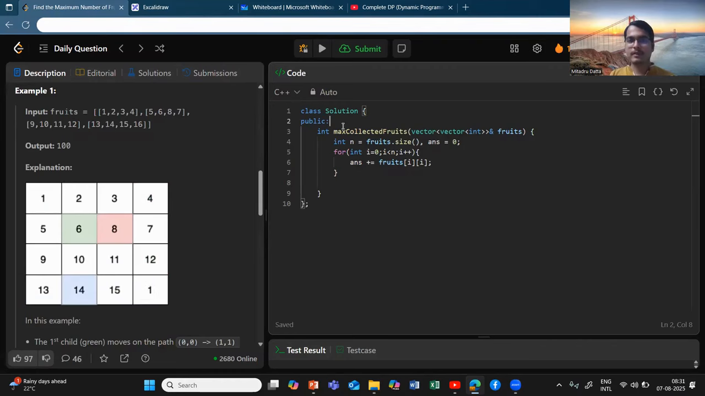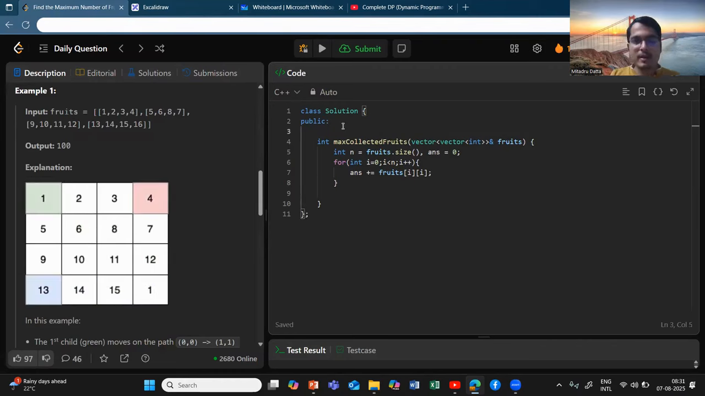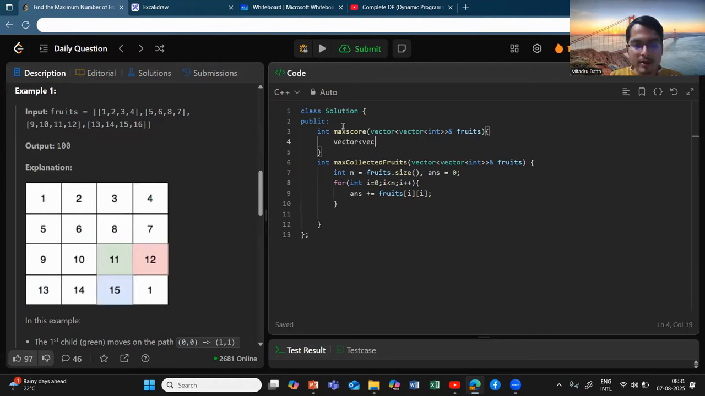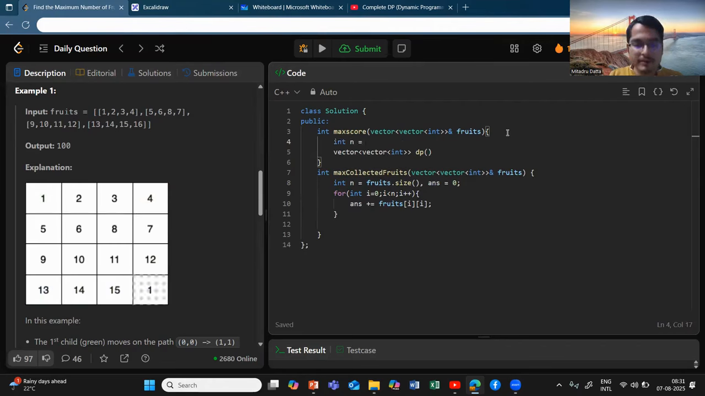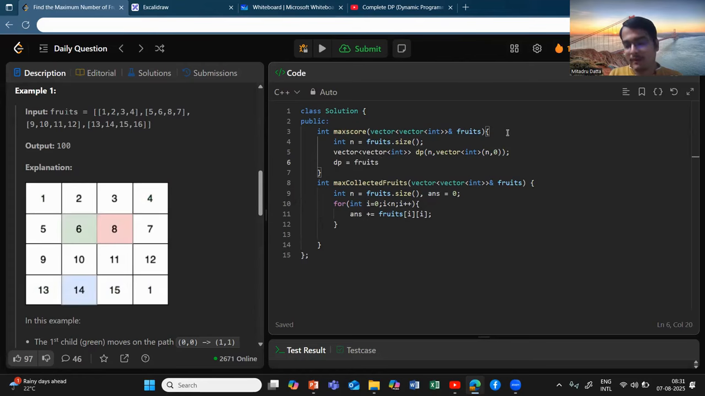So I will just write a function which will calculate the maximum score, and the input will be very simple. It will be just the fruits, and you will have a dp also. Let's have a 2d dp also, and let me initialize it to n. Okay, so let's have this fruits dot size also. It's an n cross n grid, if you remember. So this dp will also have something like n cross n, and I will just initialize this dp to all the values in the fruits.